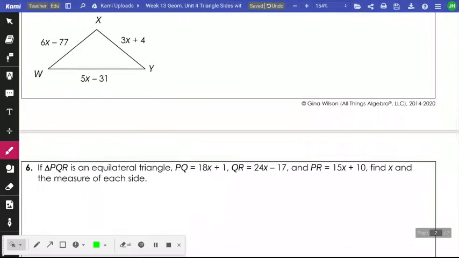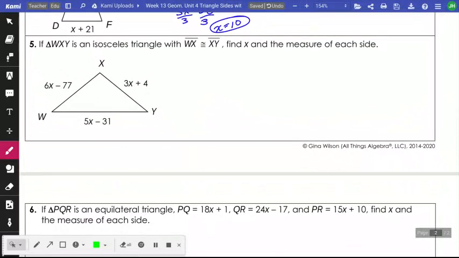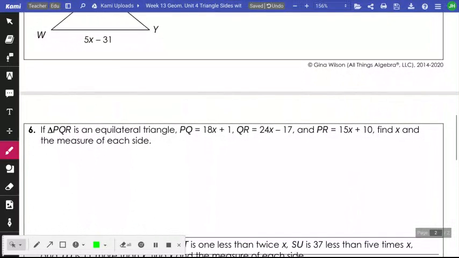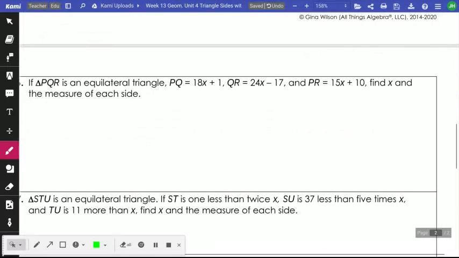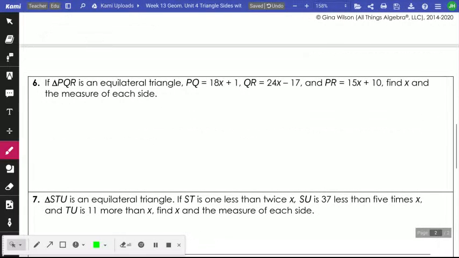Now, that one is similar too because you have another isosceles. We have a problem now where you don't have a diagram. Okay, so if you don't have a diagram, I recommend drawing your own diagram. So it says triangle PQR, so I'm just going to draw a very generic triangle, and I'm going to label it P, Q, and R.